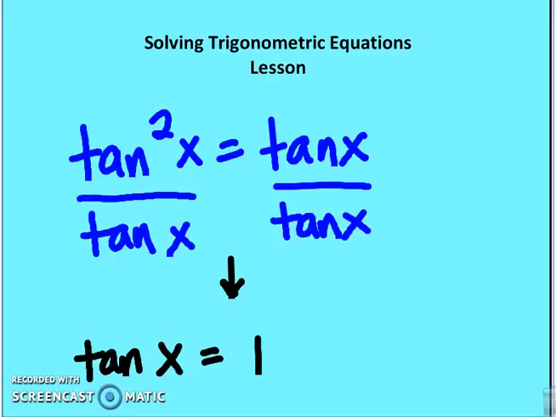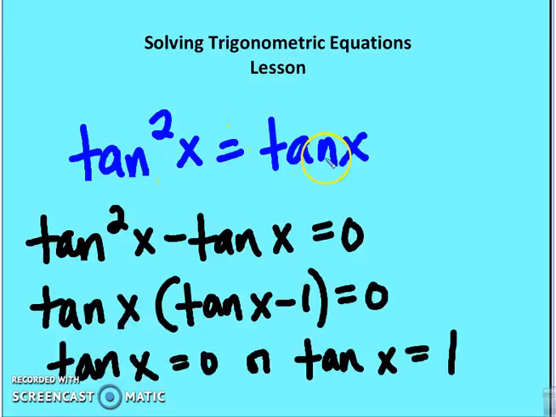Okay, so what I don't want you to do is divide by the variable. The reason we don't divide both sides by the variable, which would seem like a simple way to resolve this problem and end up with tangent x is equal to 1, is that if you do this, you potentially eliminate one of your values.